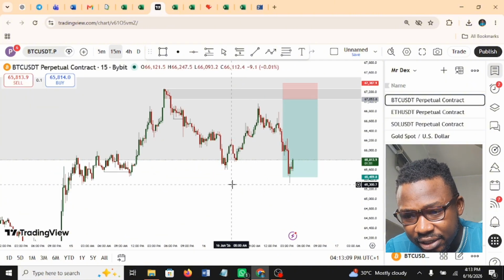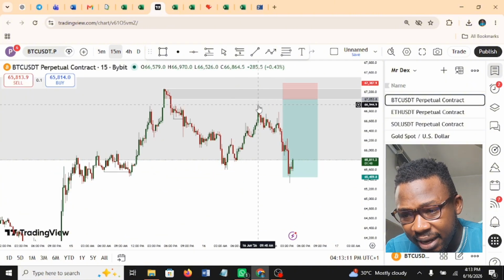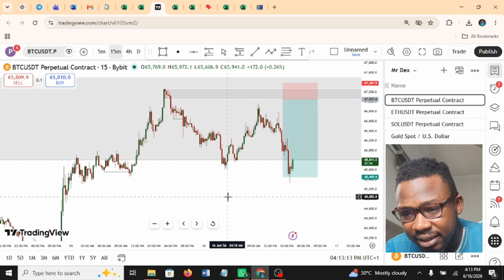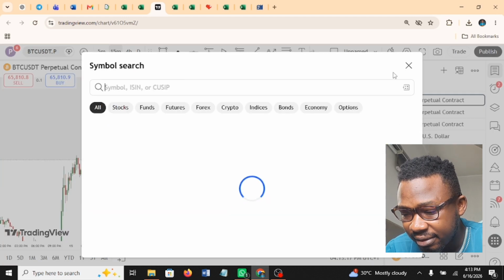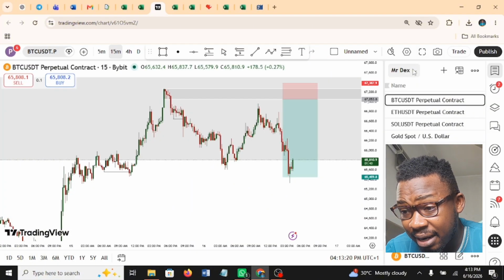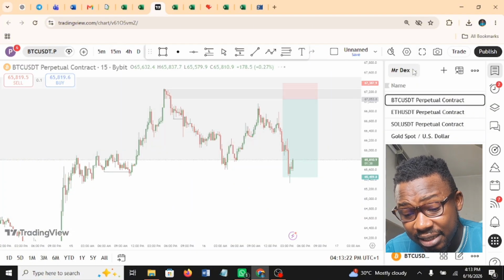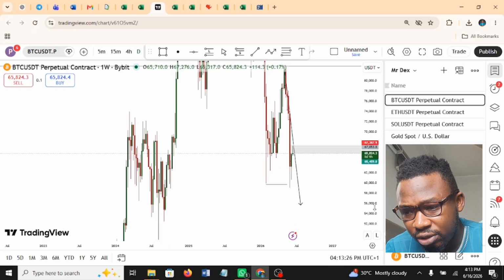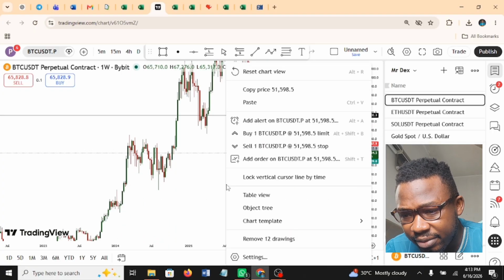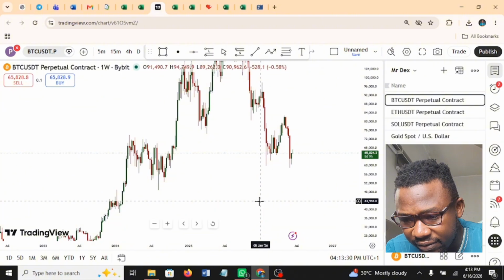This is Bitcoin. Okay, I already have a setup here, but I missed the entry. Let's just look at it from the weekly level, guys. Remember, our topic today is risk management, but I want to show you something. It is very important. Now let me remove the whole of this analysis.